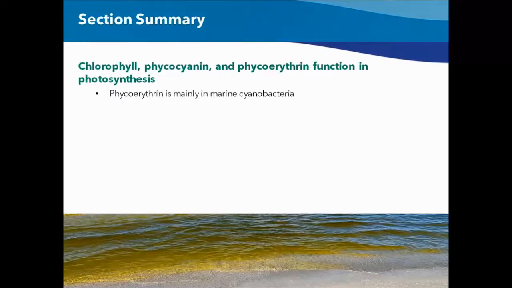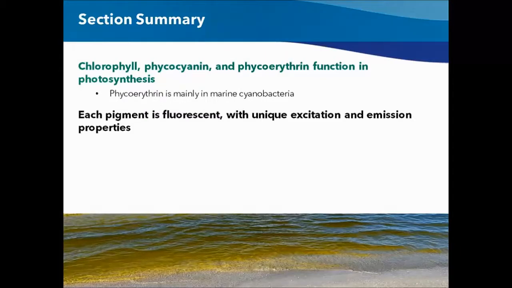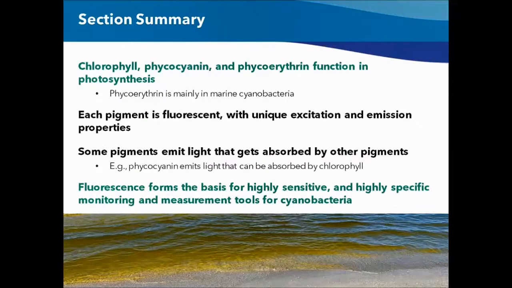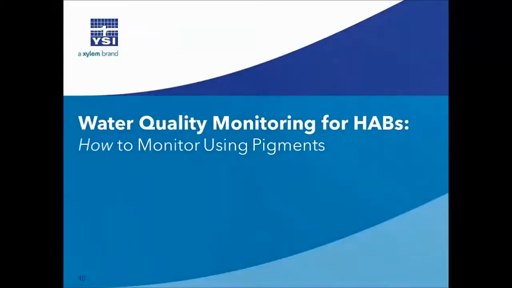So these pigments are fundamental photosynthetic pigments, and looking at a suite of pigments rather than just chlorophyll or no pigments really can help you understand what types of organisms you may have present. Every one of those pigments is fluorescent, and they have unique characteristics, and some of that light is fed to other pigments. So this forms the basis for really sensitive and specific monitoring tools and measurement tools that I'm going to talk about next.